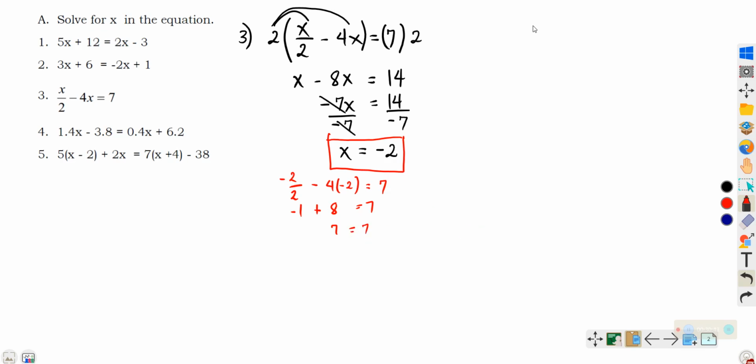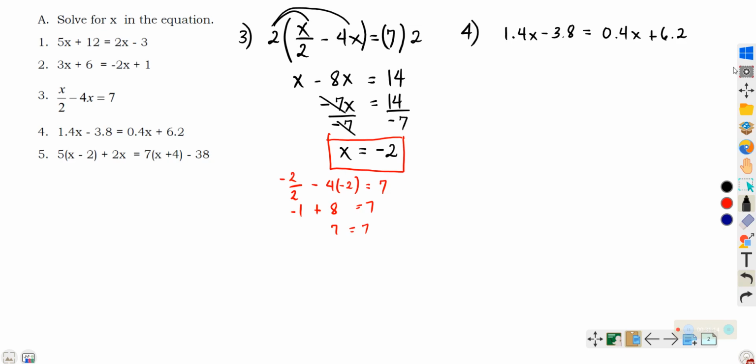Okay? Next na po tayo, ayan, yung number 4, yung sinasabi ko kanina. Yung meron ng decimal. Kopyahin ko muna. 1.4x minus 3.8 equals 0.4x plus 6.2. Masyado namang abuso to. Daming decimal. Talagang bawat term, nilagyan talaga ng decimal.